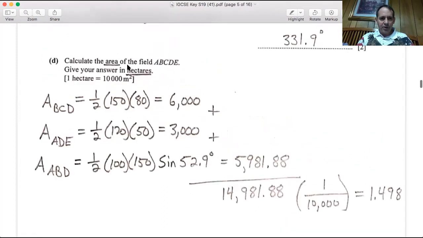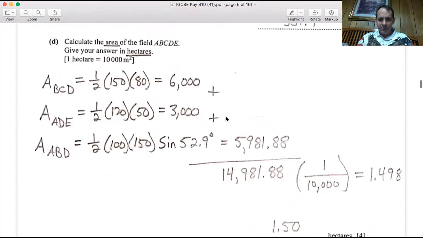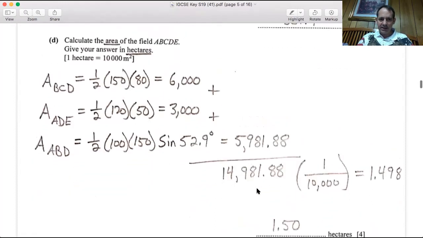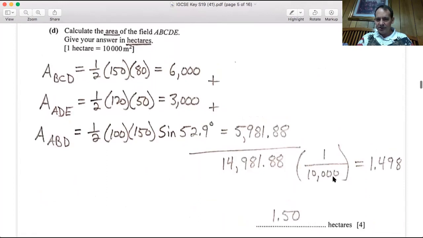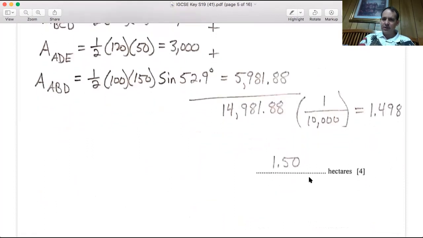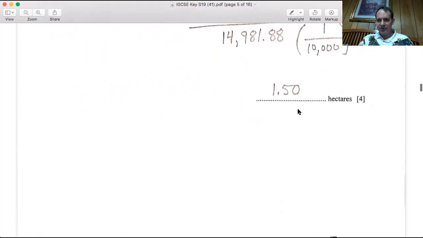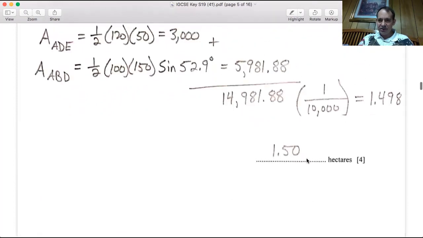Add all that together, you get 14,981.88. Notice it wants the answer in hectares. 1 hectare is 10,000 meters squared. Because the area is already in meters squared, we just divide by 10,000 and we get 1.498. Correct to three significant figures would be 1.50 hectares, or 1.5 hectares. You do need to put the 0 because you need three significant figures.